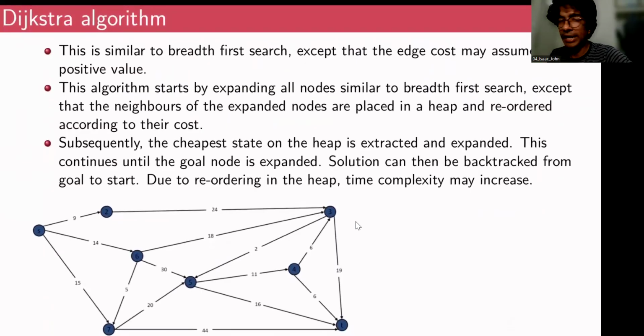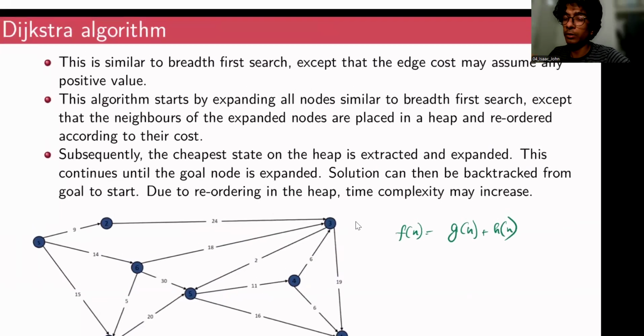Then there is something called Dijkstra algorithm. Actually, this is f of n is g of n plus h of n. So in the earlier case, the movement from one node to another node is considered to have equal path cost, right? If it moves from one node to another node, you consider the path cost to be one. It increments by 1 unit.